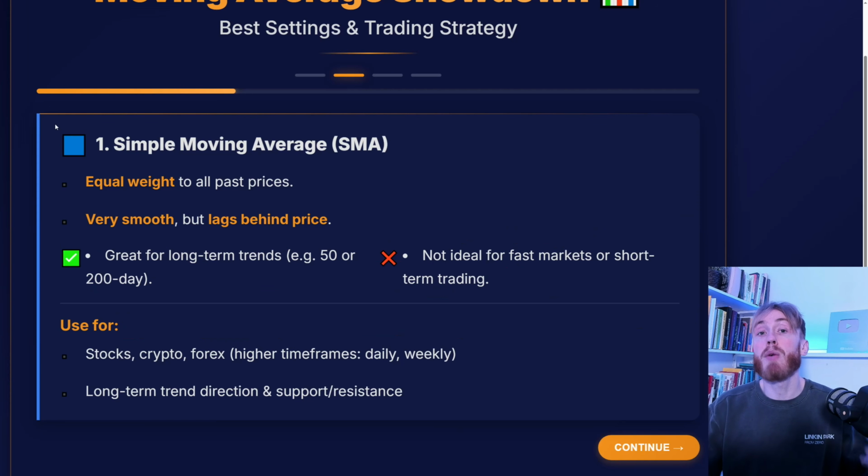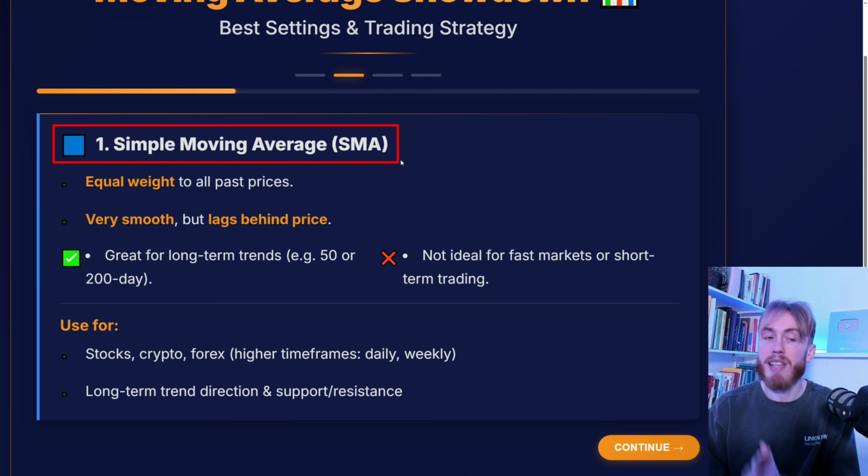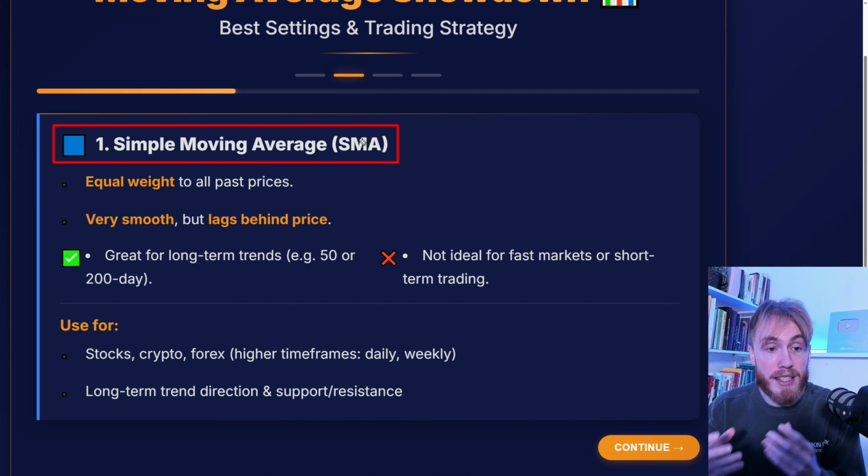But alright, so now I want to show you guys some of the best moving averages step by step. And I do want to start here with the simple moving average. Some of you guys watching the video might think already, why are you even talking about the simple moving average? Is that even a good moving average? And in my opinion, it can definitely be useful.